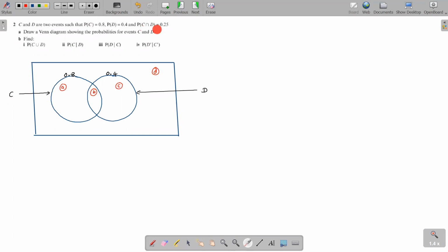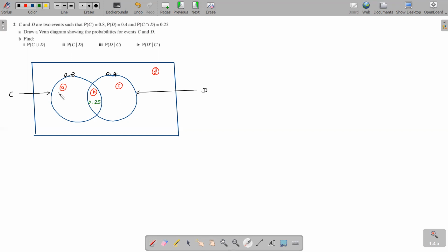And then probability C intersection D. Intersection means the region that's common. So the region that's common to both circle C and circle D is what? The intersection of the two circles is this region B. Can you see this region? So that should be 0.25. That is 0.25. And then I think we can now find the answers for regions A, C, and D, right?